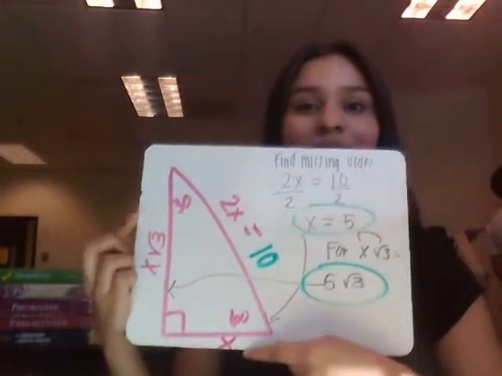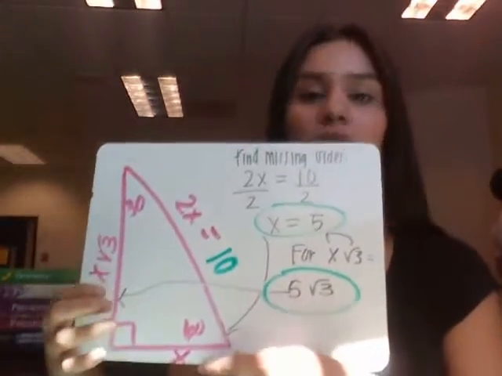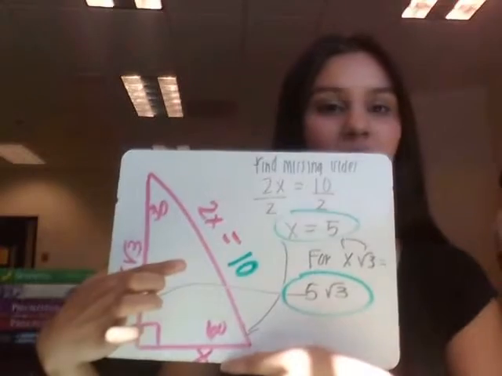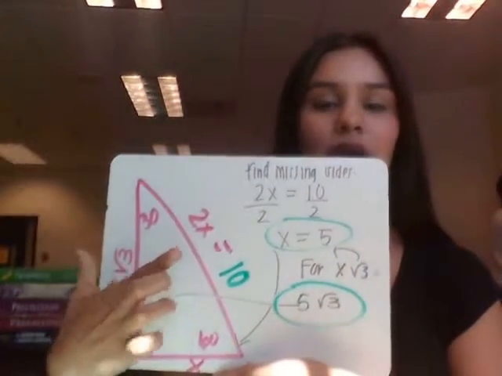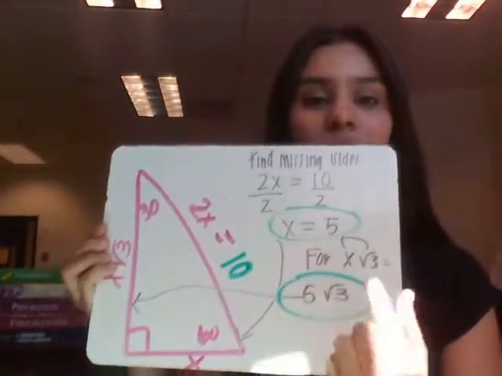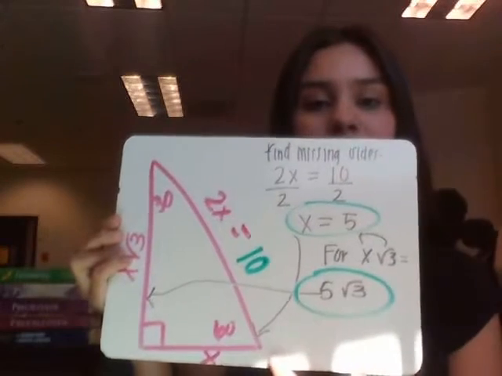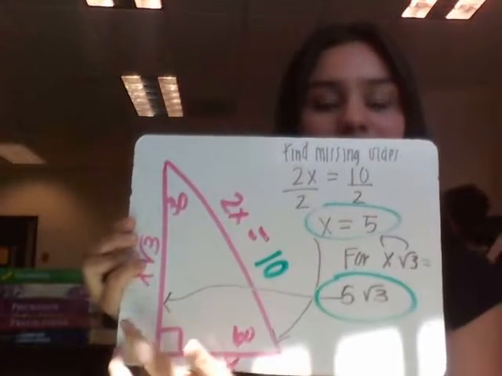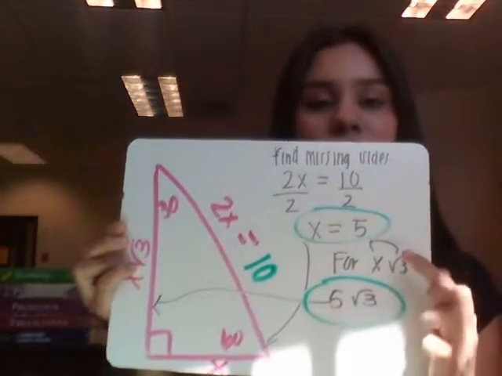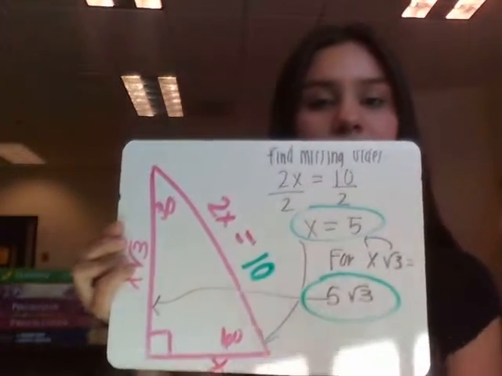So now I have a 30, 60, 90 triangle, and I was given that the hypotenuse was 10, and if you label your sides, that equals 2x. So what you do is solve for x on this side, and you should get 5, and that will be this length right here, because that's just x. And then this side is x rad 3, and what you do is use this 5 for that x, and you get 5 rad 3 for this side.